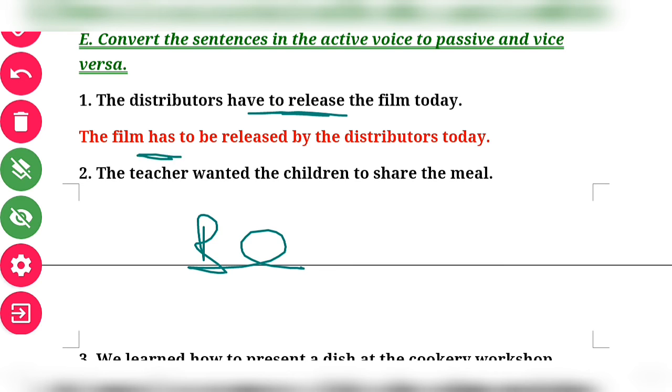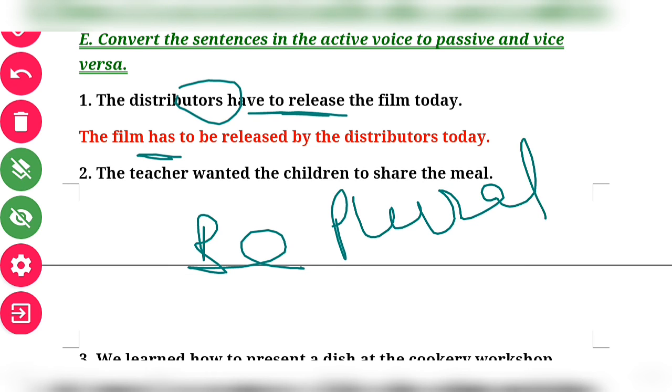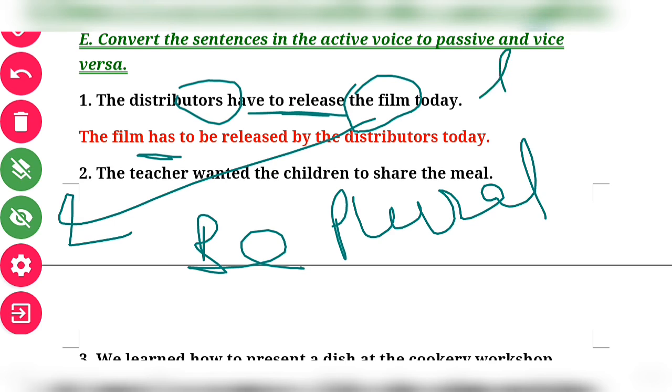Why is "has" used? Because here the distributor is given in plural form. The subject is given in plural, but the word film, when it comes in the part of the subject, is a singular subject. So we will not use "have". What will we use? "Has" is to be used. So the film has to be released by the distributors today.